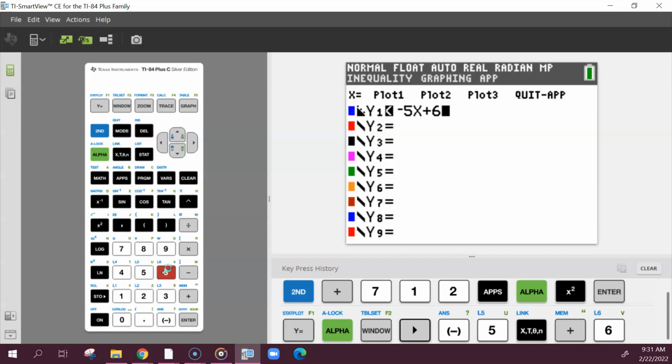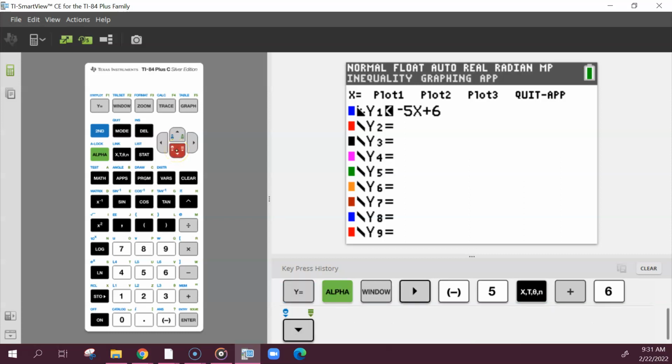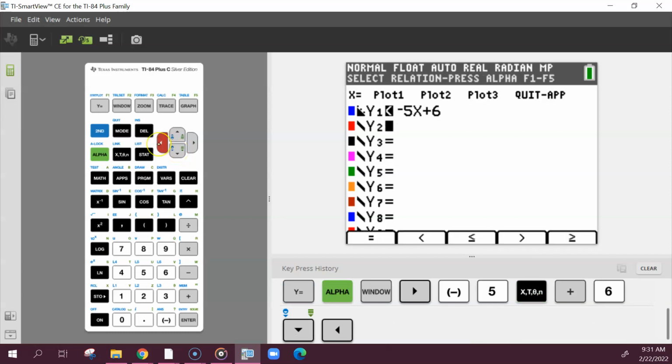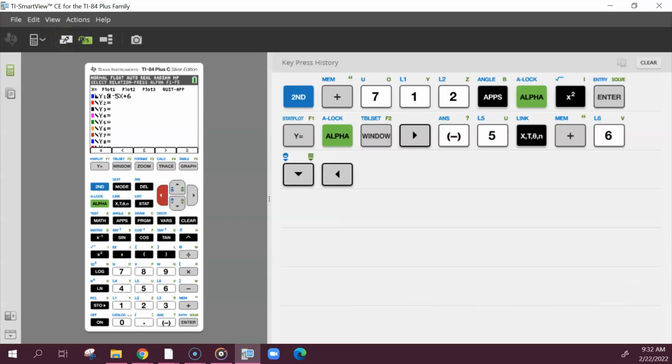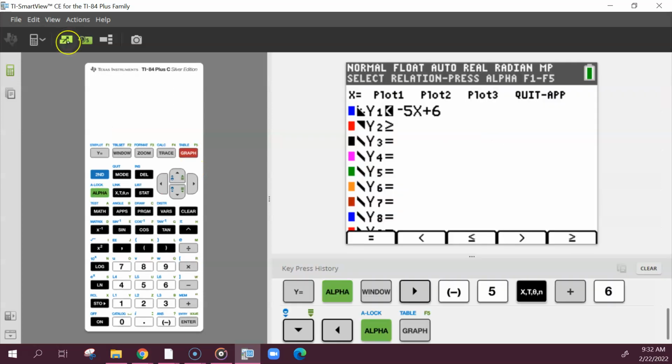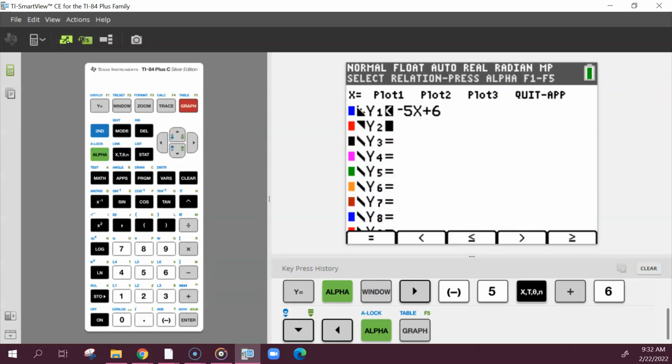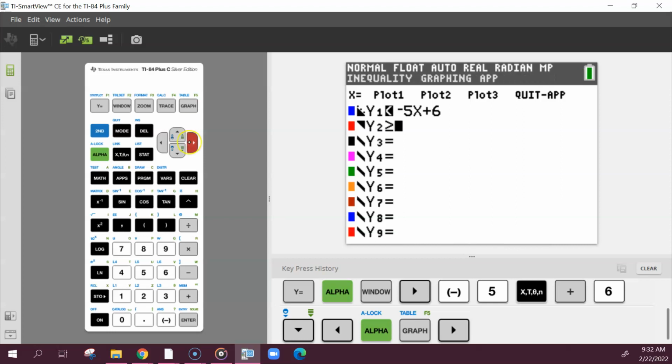Theo, are you doing this on your calculator? Go down to the second one, hover over your equals. That one we need to be greater than or equal to, which is above graph. So alpha graph. And then scroll away from it and put the rest in. 2x minus 1. I want to graph this. Alpha window.